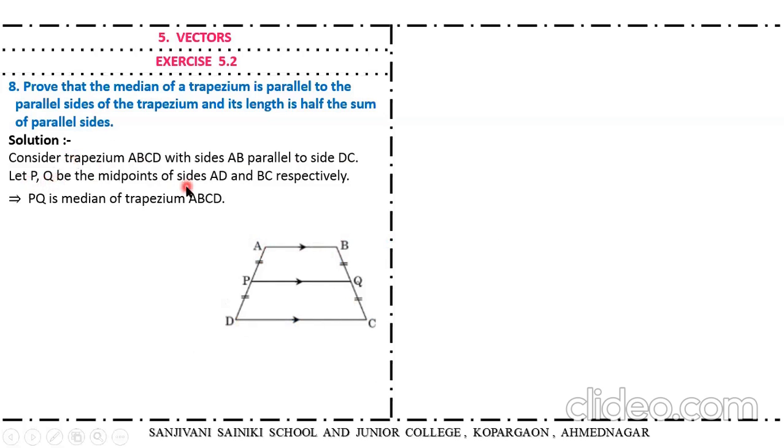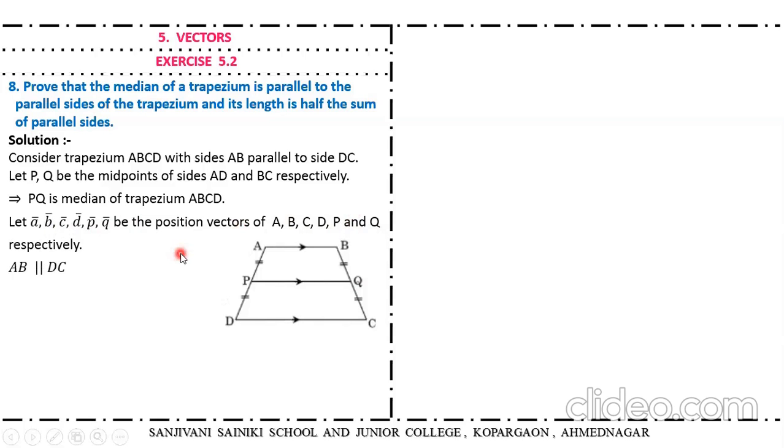Let P and Q be the midpoints of the sides AD and BC respectively. The midpoint of AD is P and the midpoint of BC is Q. Now, PQ is the median of the trapezium. You can see this in the figure. This PQ is the median of this trapezium ABCD. Let A bar, B bar, C bar, D bar, P bar, Q bar be the position vectors of the points A, B, C, D, P and Q respectively.